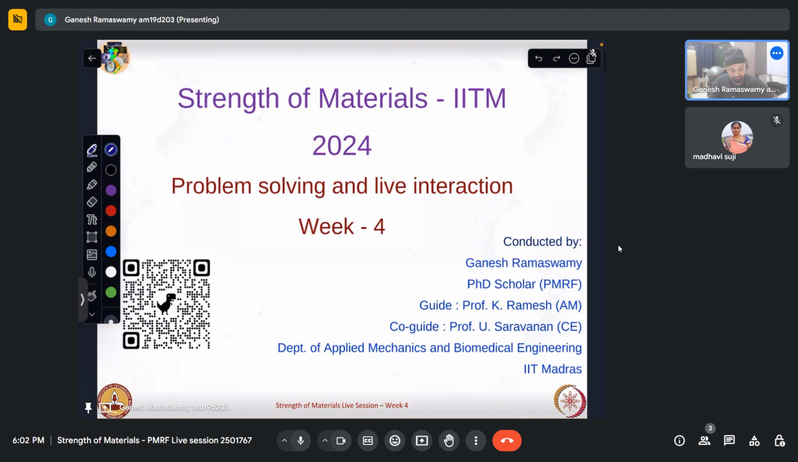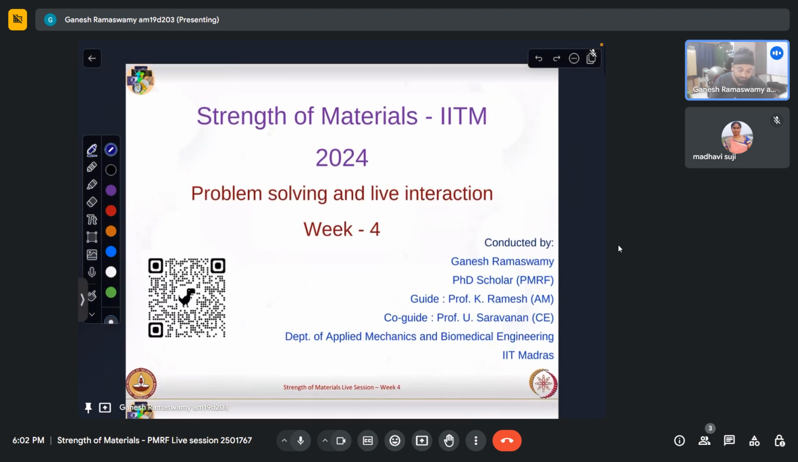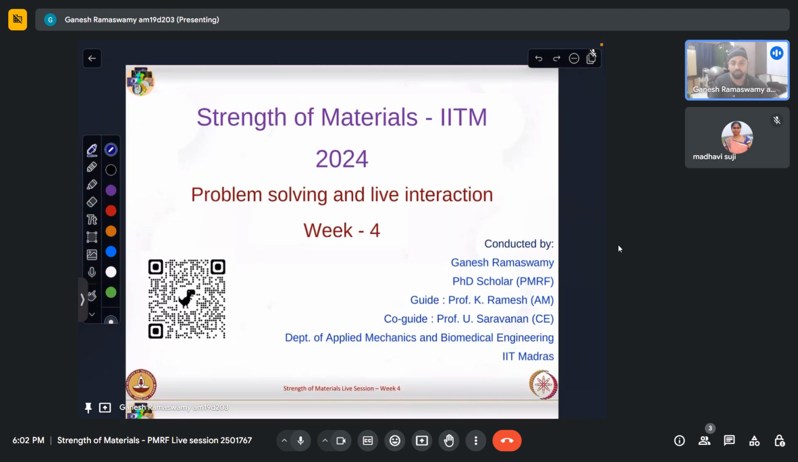So today we'll be discussing the contents of week 4, which is primarily to do with some free surfaces, some nuances of photoelasticity and strain.